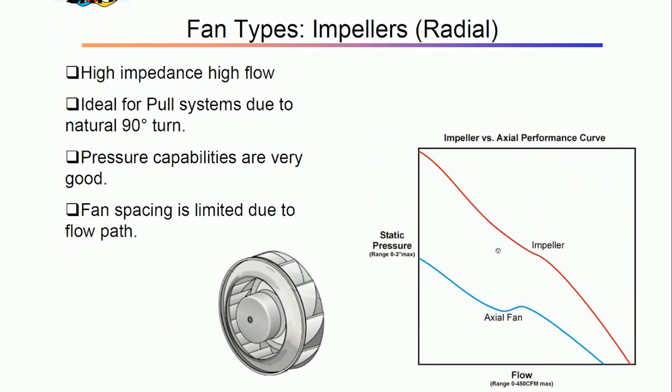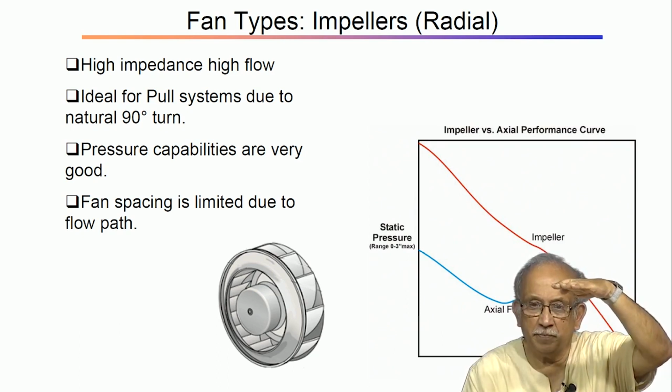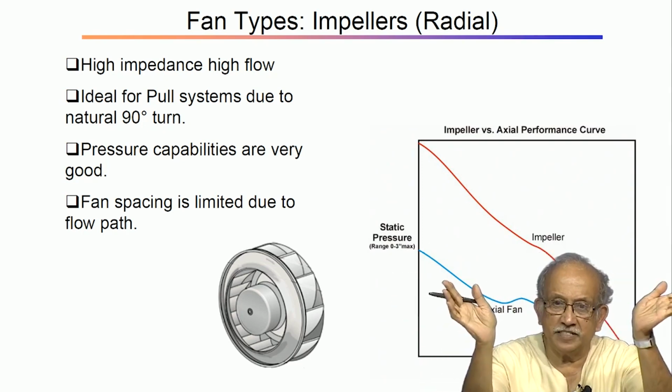So, we have here radial impellers, you have seen here. The air enters here, air goes away. Again here you have so many things saying forward and reverse. The advantage is pull systems due to natural 90 degrees turn. So, if you mount it on the roof of an equipment, it blows everywhere. There is no curve inside, no elbow which is taking the air.